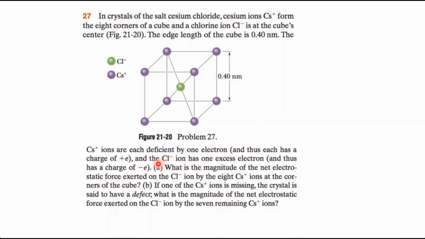Okay, so question A: what is the magnitude of the net electrostatic force exerted on the chlorine ion by the 8 cesium ions at the corners of the cube? Do you know the answer of this one? The first question? It would be very quick.